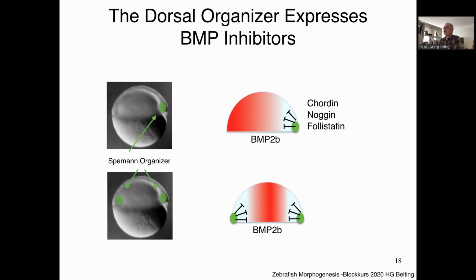Okay, we know that the Spemann organizer here expresses genes that are able to antagonize BMP2B. Actually, chordin is an inhibitor of BMP2B. Okay, it binds to BMP and prevents signaling. Now, if you take this tissue, then of course, on the other side, you get a second Spemann organizer, and then you create a second inverted gradient of BMP2B, and that's how you get a second dorsal side and a double-headed embryo.